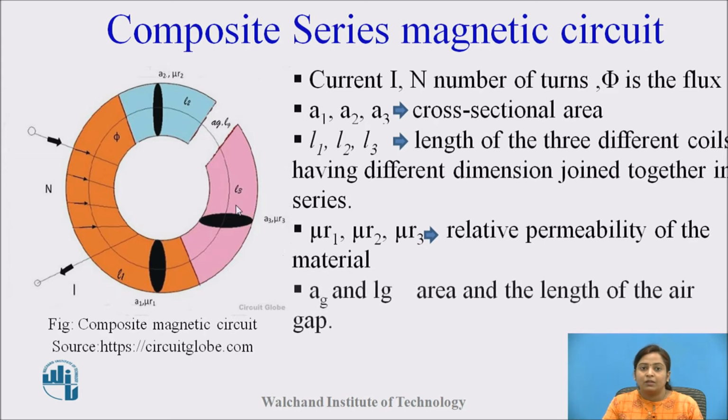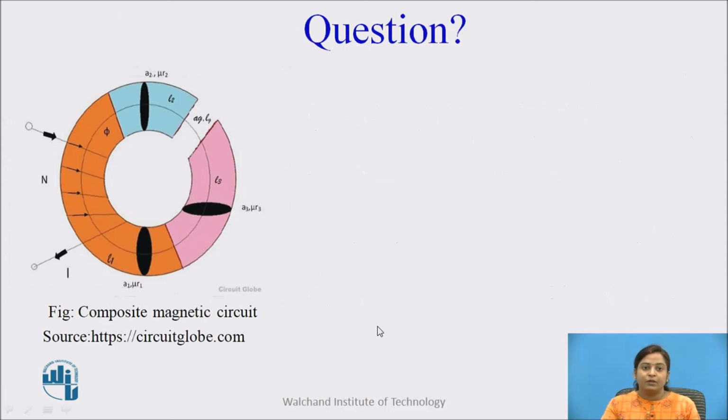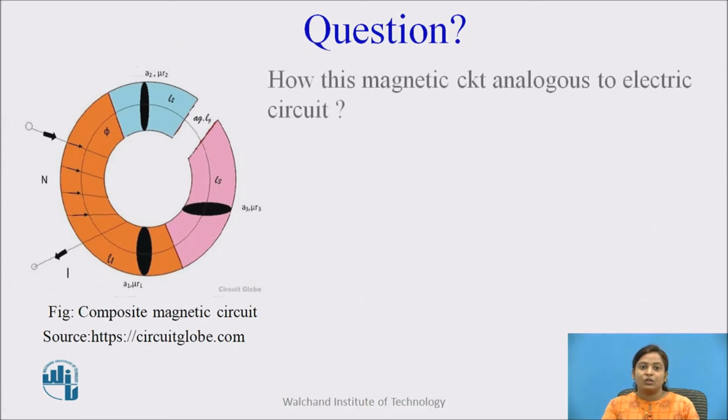whereas here there is one air gap, so we can consider this as the fourth part, and its cross sectional area is denoted by AG and its length is denoted by LG. Okay. Now my question is, how is this magnetic circuit analogous to an electric circuit? In the previous lecture we have seen how a magnetic circuit is analogous to an electric circuit. Okay, now pause the video for a while and think.